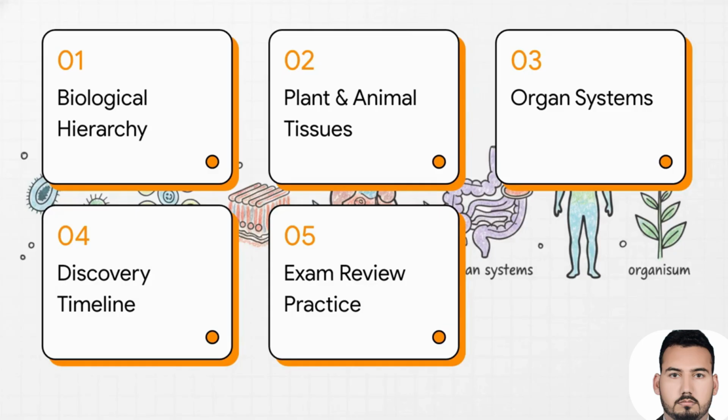Here's what we're tackling today. First, the biological hierarchy. Then we'll look at plant and animal tissues, followed by interacting organ systems. After that, a quick cell discovery timeline. And definitely stick around for number 5. We've got a rapid-fire exam review practice at the end to test what you've learned.